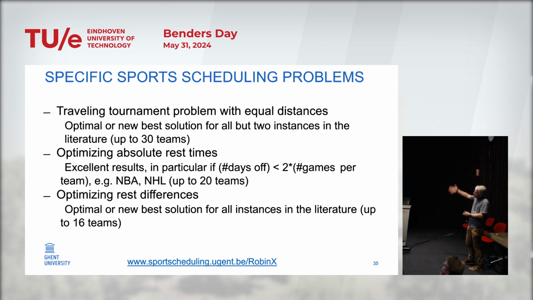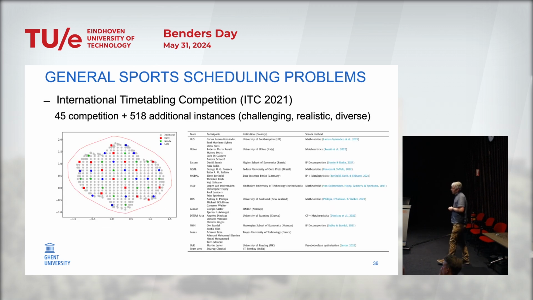Okay, but these are kind of theoretical problems and still very specific problems because they deal with only a very limited number of constraints. There are also general sports scheduling problems that have a bunch of real-life constraints. And a couple of years back, we organized the international timetabling competition on sports scheduling. That competition had 45 problem instances, which were challenging, realistic, and diverse. And later, we added 518 additional instances, similar.